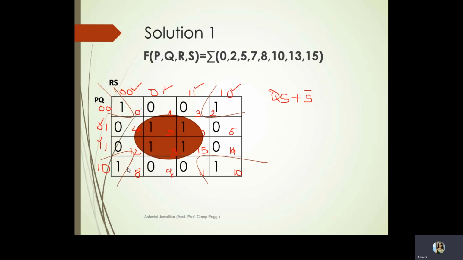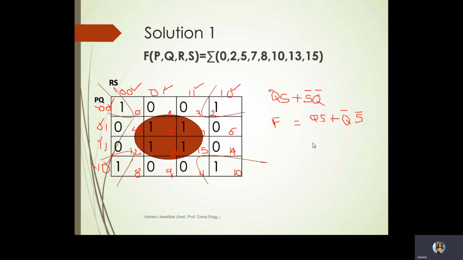And if you see vertically here, Q is remaining constant and P is changing from 0 to 1. So we are not going to take P. We are going to take Q only because it is not changing. Q is 0, here also it is 0. So here we are going to take Q bar. Okay. So for F, you can just change the positions of the terms, and you can write it like this: QS or Q bar S bar.